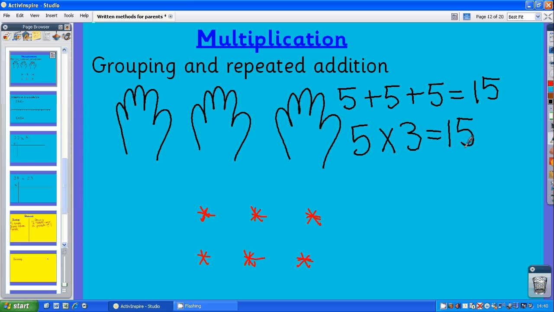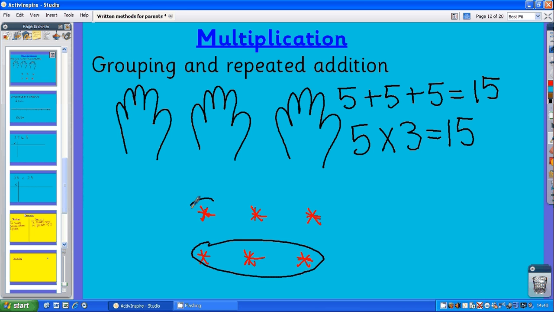As children move through Key Stage 1 and Lower Key Stage 2, they will use arrays, a visual representation of multiplication. It also helps them understand that multiplication can be done in either way. In this example here, we have 3, 2 times, or 2, 3 times.